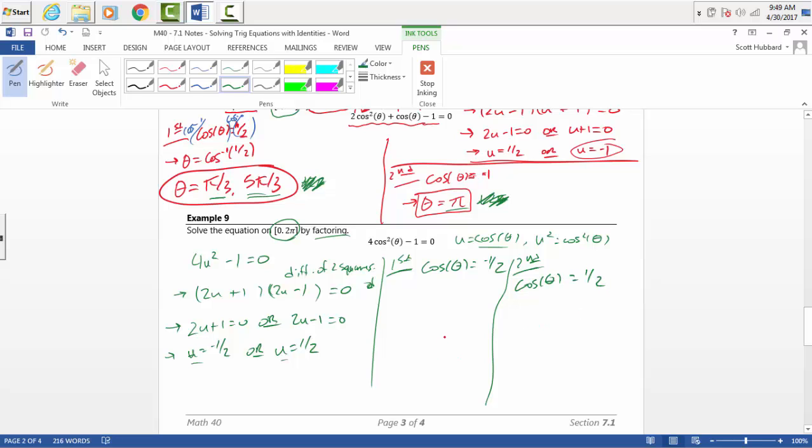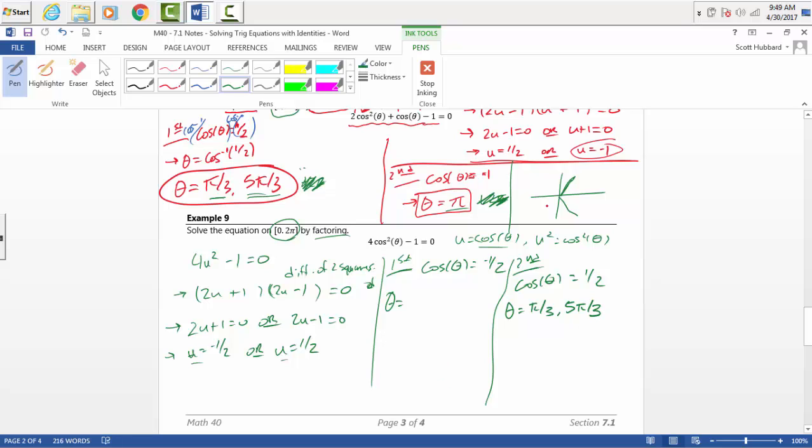And again, we just have to know our unit circle. If I'm looking for 1/2, well, that's right here, and right here we have that answer over here, and so that tells me theta is equal to pi over 3 and 5 pi over 3. Okay, and the other one, oh shoot, that was the wrong place. It goes right here. Theta is pi over 3 and 5 pi over 3.